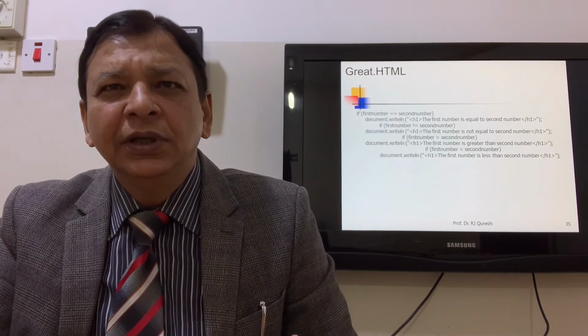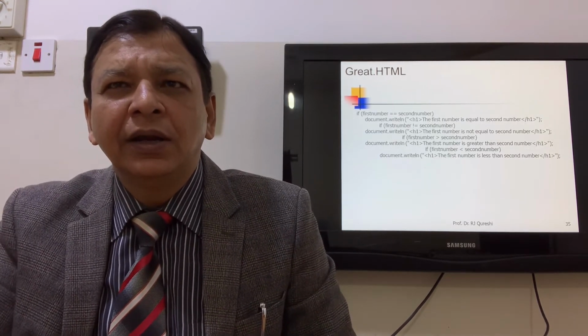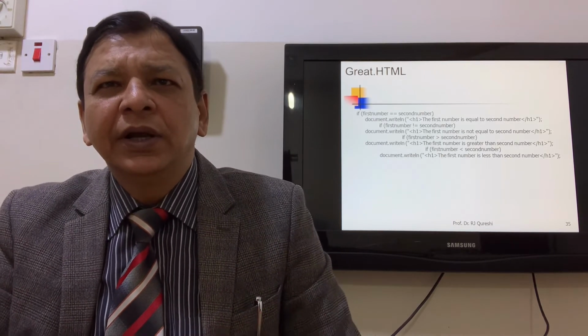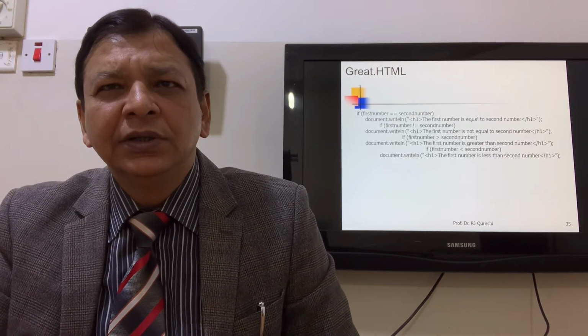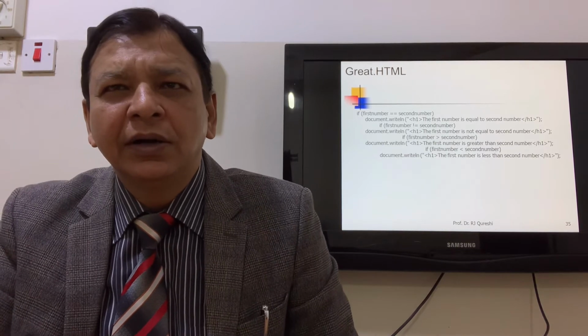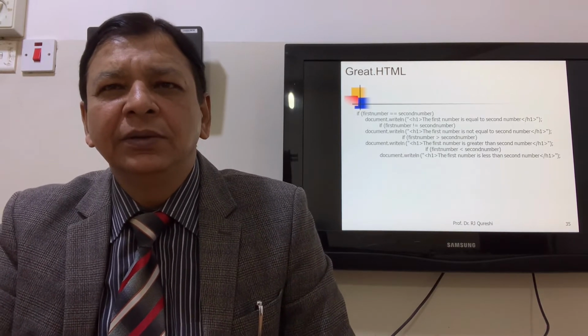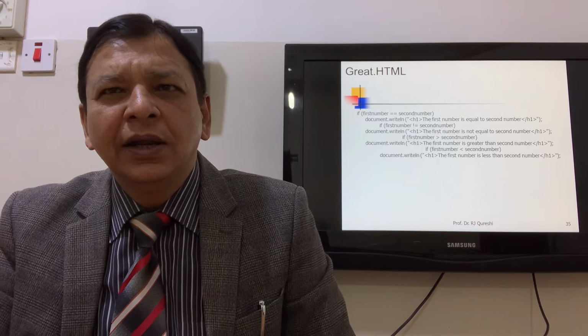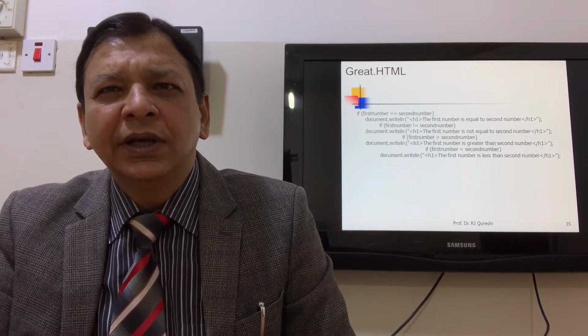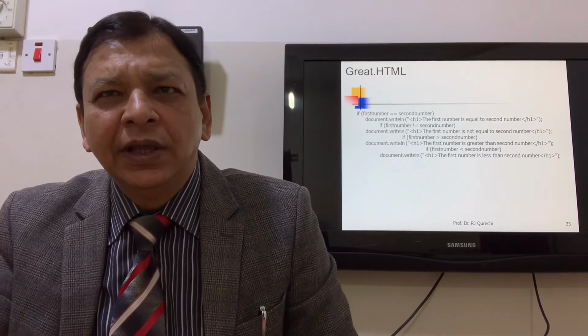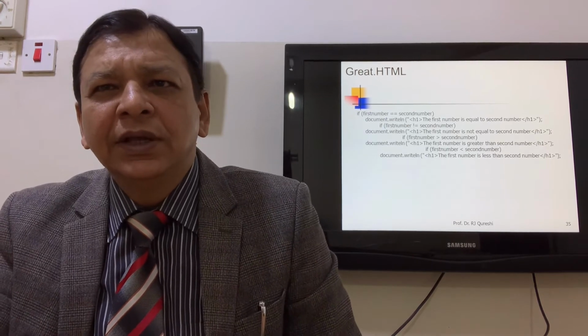If first number equals second number, document.writeLine, "The first number is equal to second number." If first number is not equal to second number, document.writeLine, "First number is not equal to second number." document.writeLine, "The first number is greater than the second number." If first number is less than second number, "The first number is less than the second number."